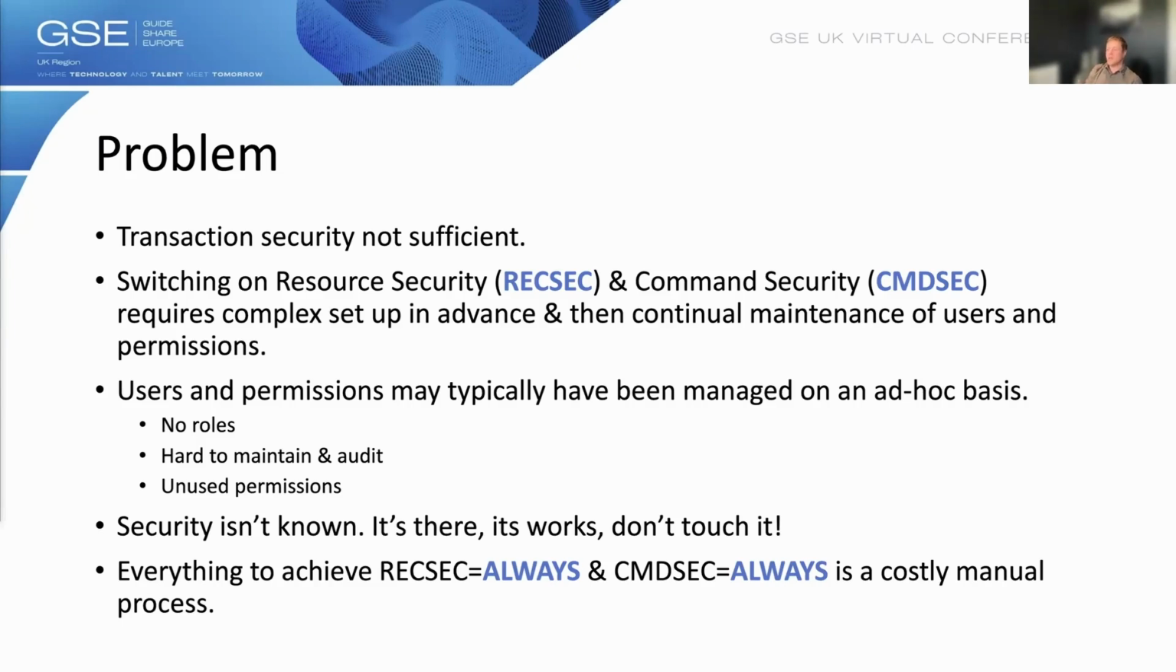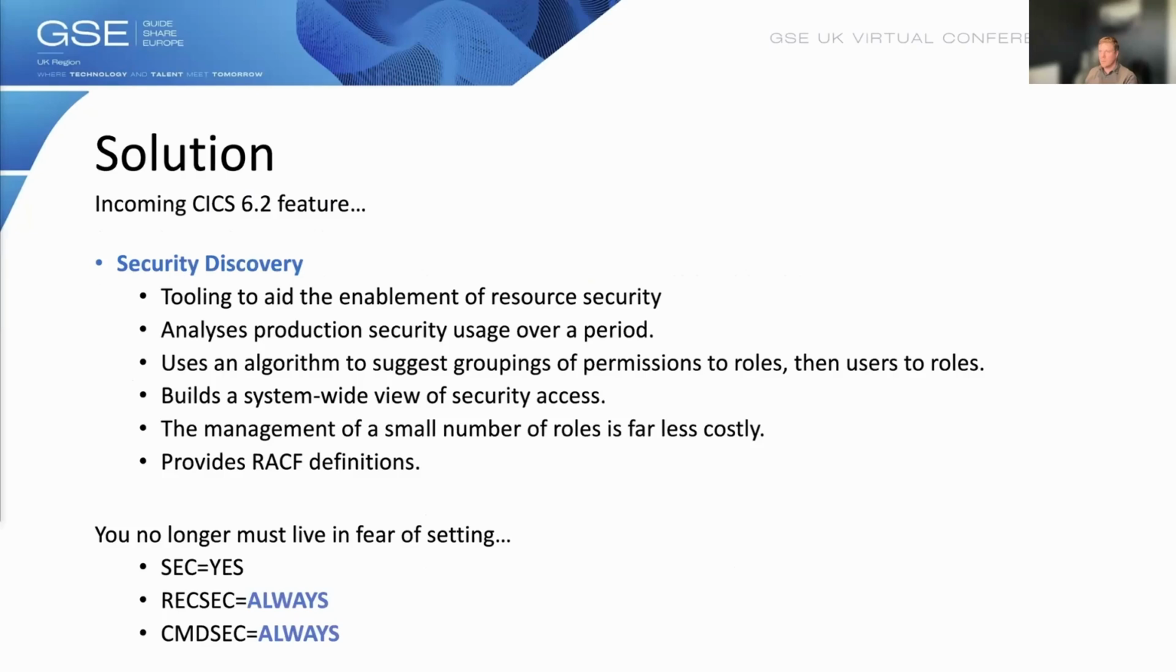So what we're trying to do is give you tooling to allow you to switch on RecSec always and CmdSec always. And to do that, we've got a feature coming in 6.2 called Security Discovery. And that is a tool to enable you to switch on resource security. So you would switch on security discovery and it will monitor your production system for a period, a month, a couple of months, and it will log all the security accesses over that period. So all users, all of the resources which they access, what level of permission they're using.